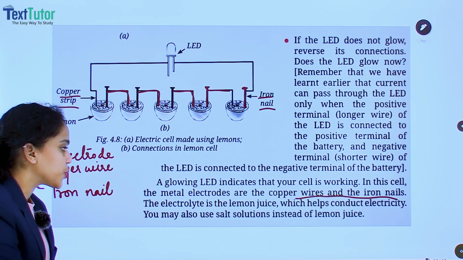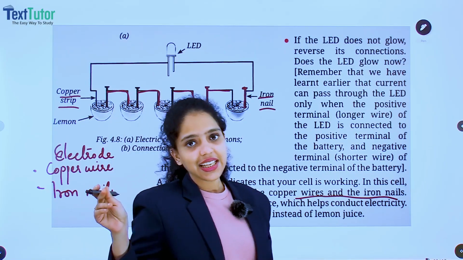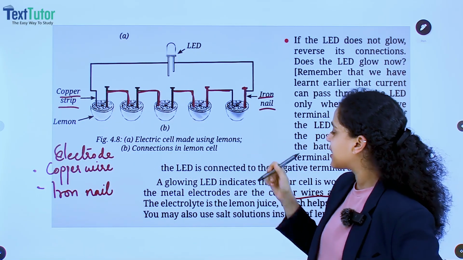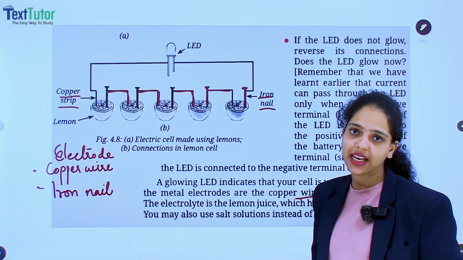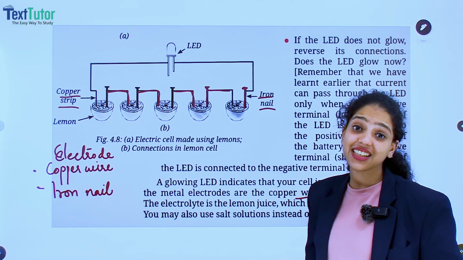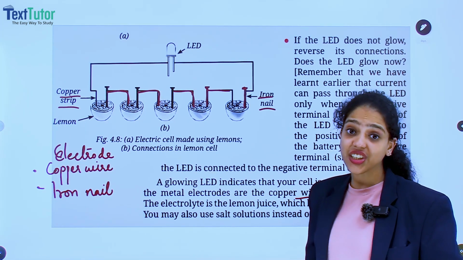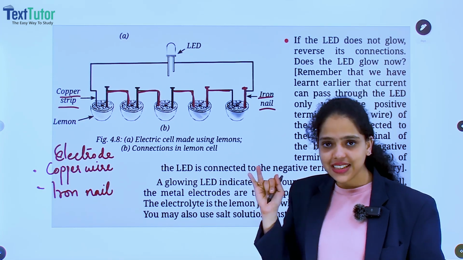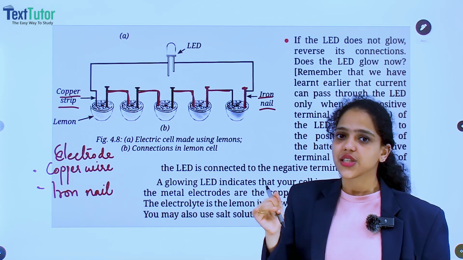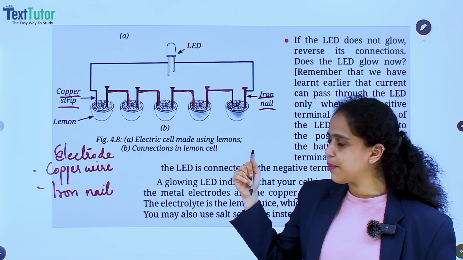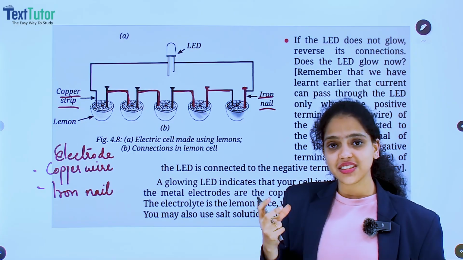You may also use salt solution instead of lemon juice. Lemon juice is the electrolyte used here. That is, lemon contains citric acid. We said that either salt solution or acid is used as electrolyte. So in the case of lemon, lemon juice is present, and this lemon contains citric acid.